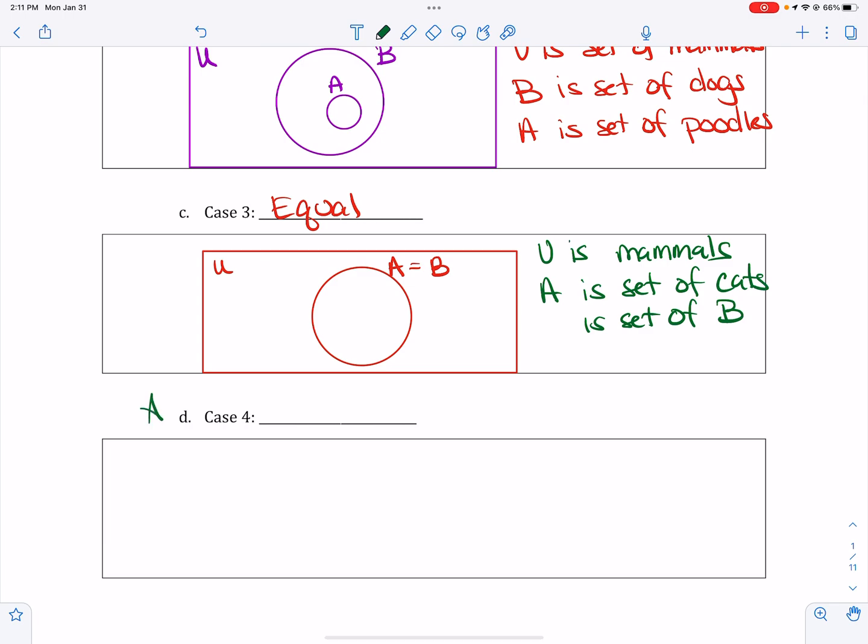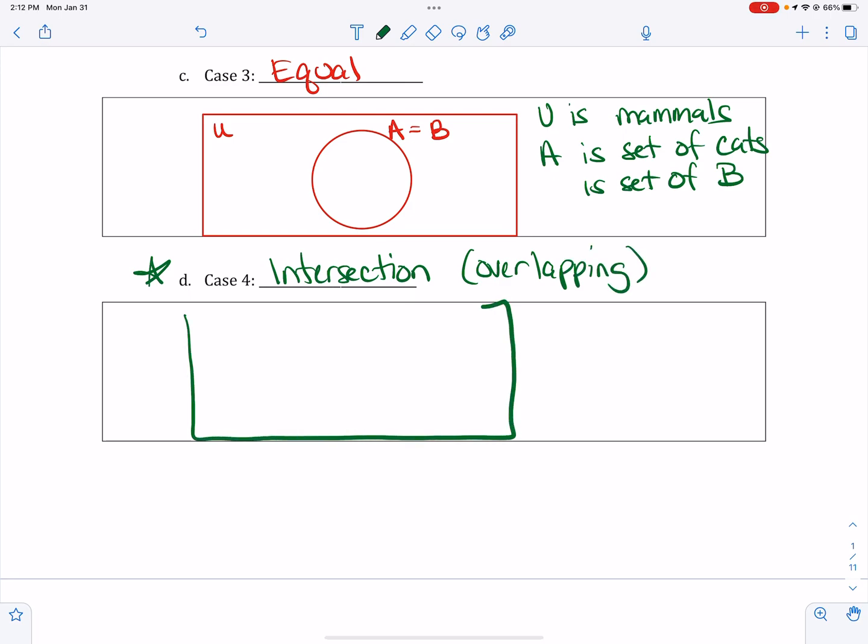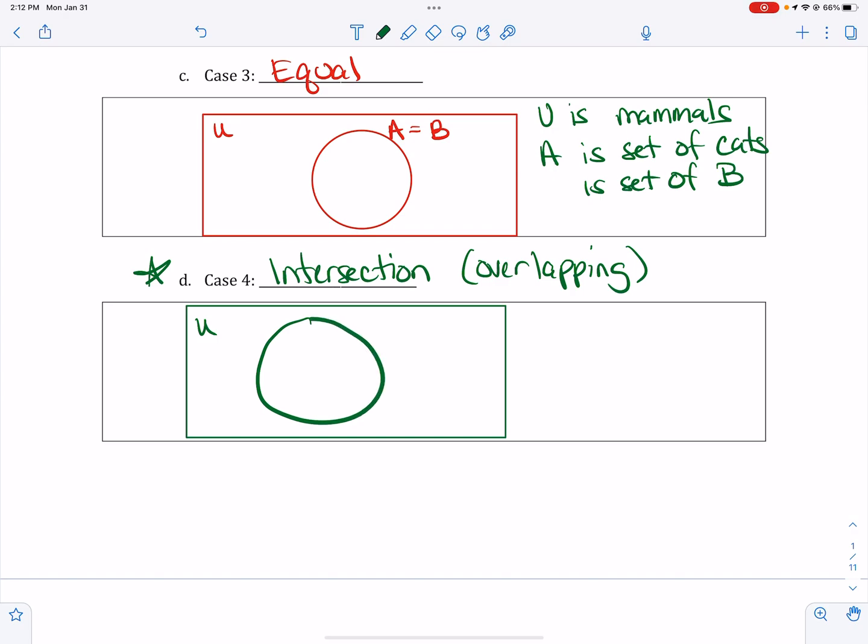And then the one that we're going to focus mostly on is going to be the intersection. And that sounds exactly like what it is, overlapping sets. So we have our universal box, and then we have set A, and then we have set B, and they have some common things in here.